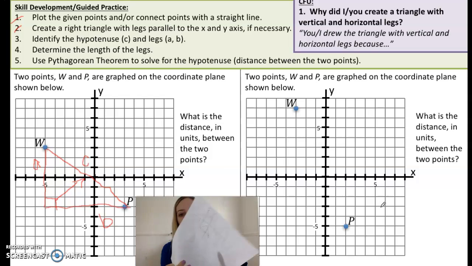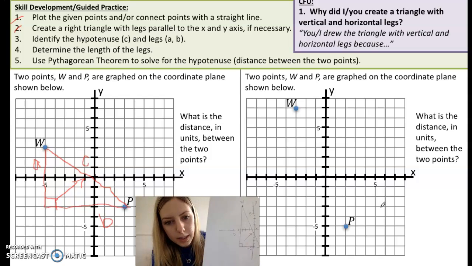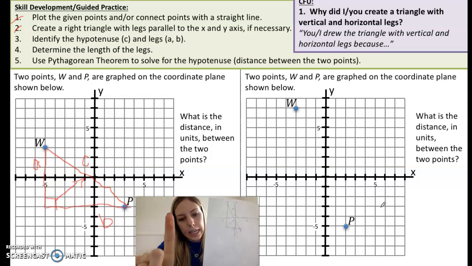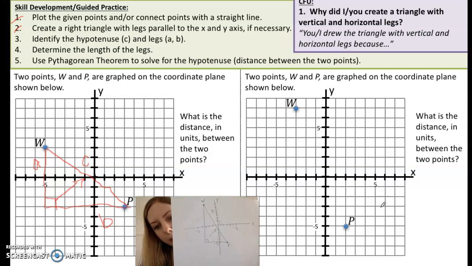Okay, so I just labeled my C, the same thing that you have on your blank piece of paper. I made my 90-degree angle. Remember, it's when it looks like an L. And then right across from the 90-degree angle is our hypotenuse, our C.